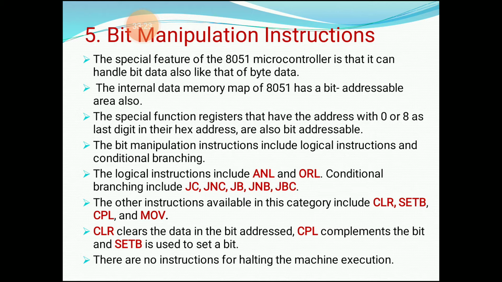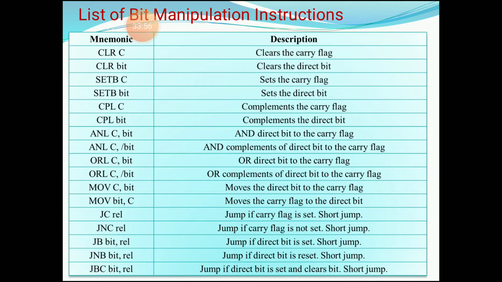The logical instructions include ANL and ORL. The conditional branching instructions include JC, JNC, JB, JNB, JBC. The other instructions available in this category include CLR, SETB, CPL, and MOV. The CLR instruction clears the data in the bit addressable memory area, CPL complements the bit, and SETB is used to set the corresponding bit specified in the instruction. There are no instructions for handling byte-wise execution. So this is the list of bit manipulation instructions.